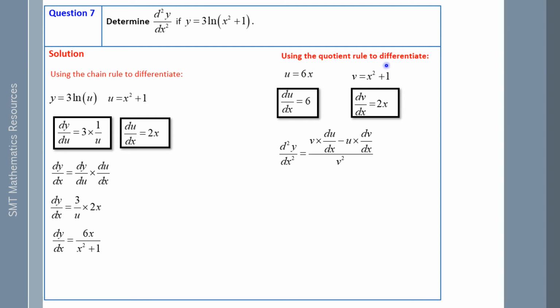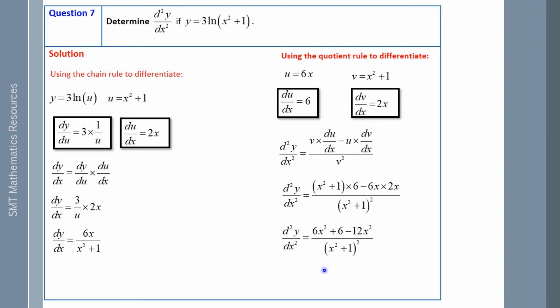You've got your 1, 2, 3, 4 expressions here. Sub those all in. So your v was your x squared plus 1, your du/dx was 6, and so on. And your job is to simplify. So what I've done here is 6 times x squared is 6x squared. 6 multiplied by 1 is 6. Negative 6x multiplied by 2x is negative 12x squared. Those two are like terms. So I have a numerator that's now 6 take 6x squared, all over x squared plus 1 to the power of 2. That's our second derivative. I'm going to use the chain rule and the quotient rule.